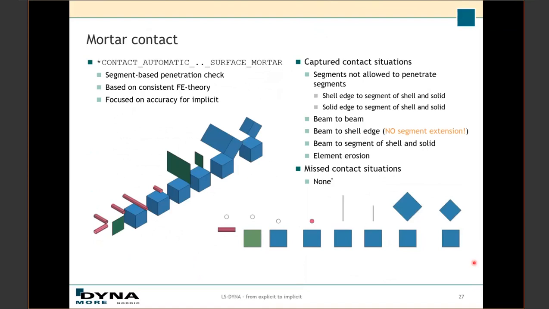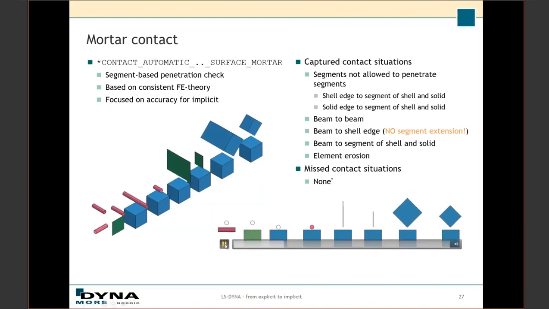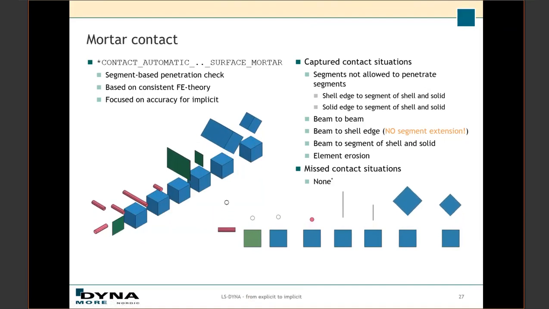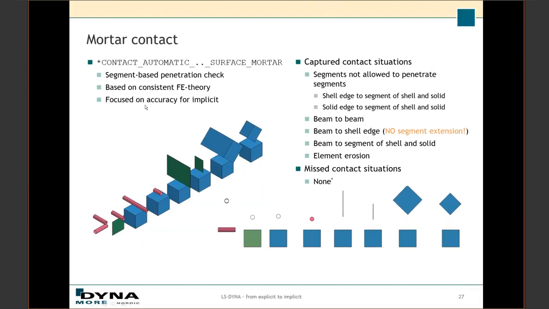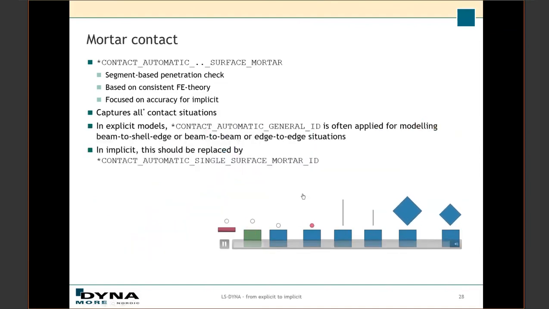So here comes a couple of slides on the nice mortar contact. In case you don't know about it, it is really, really good because it eliminates the need for multiple contact formulations. Since it can capture, of course, almost all, there's a small star there, but for this simple example, you can capture all the possible contact situations that can occur. And it is, as outlined here, focused on accuracy for implicit. But it can also be, of course, used for explicit. So this is a very good one.